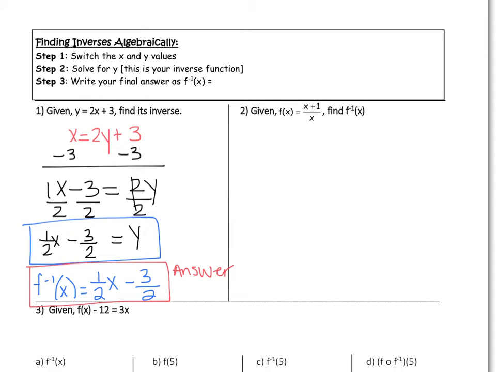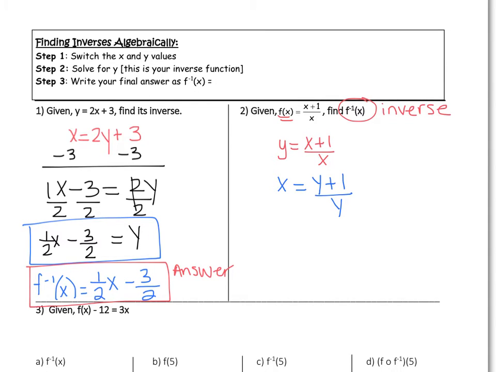The second example says, given f of x equals x plus 1 over x, find f negative 1. So again, f negative 1 of x is the same thing as saying find the inverse. So this f of x is the same thing as saying y equals, so let's go ahead and do that. Now I can switch my x and y values. So every y I'm going to put an x. Every x I'm going to put a y.